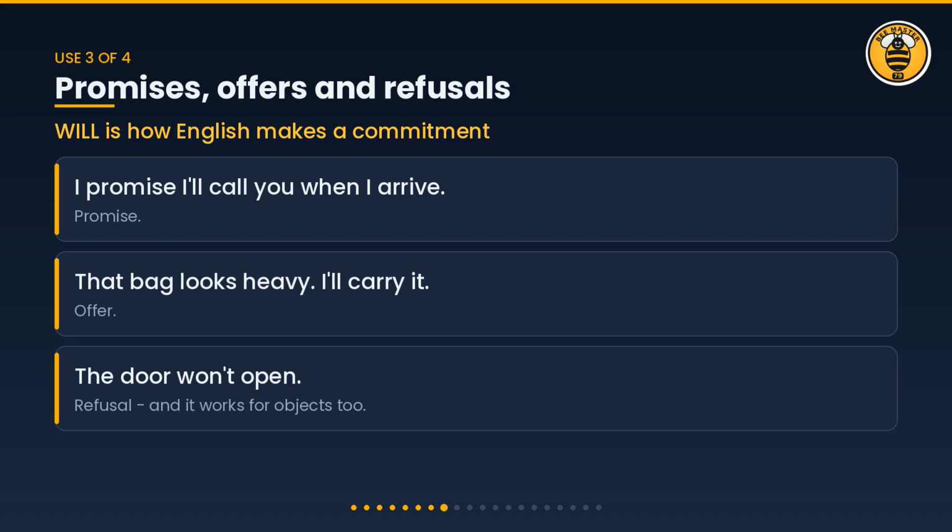Use number 3. Promises, offers, and refusals. This is how English makes a commitment. I promise I'll call you when I arrive. That bag looks heavy. I'll carry it. The door won't open. Look carefully at that last one. Won't can mean refuses to, and English speakers use it for objects just as happily as for people. The door refuses to open. The car won't start. Your laptop won't turn on.